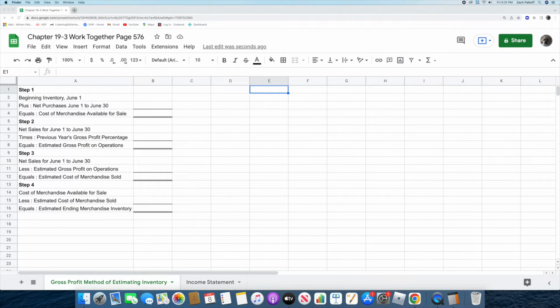Alrighty, so now we're going to be moving on to the 19-3 Work Together, in which we will be estimating ending inventory using the gross profit method.